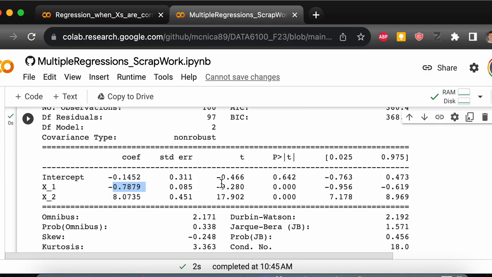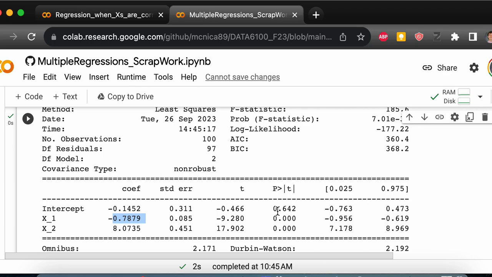Everything is quite significant here, so these values also tell you whether or not zero is in the interval. They tell you the confidence interval, one side and the other side. For example, for x1, we're pretty sure it is between negative 0.95 and negative 0.6. So we're pretty confident that it's negative. It couldn't be zero within our confidence interval. And x2 is between 7 and 9. We're quite confident about that as well.